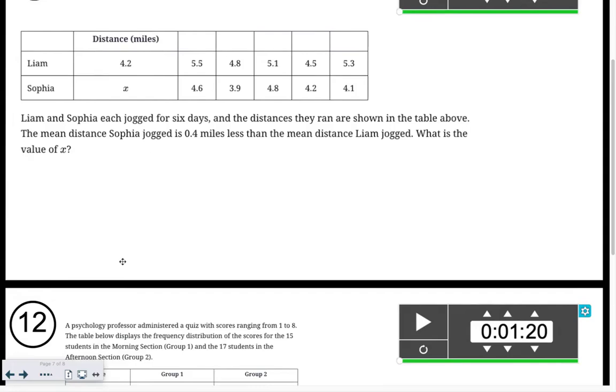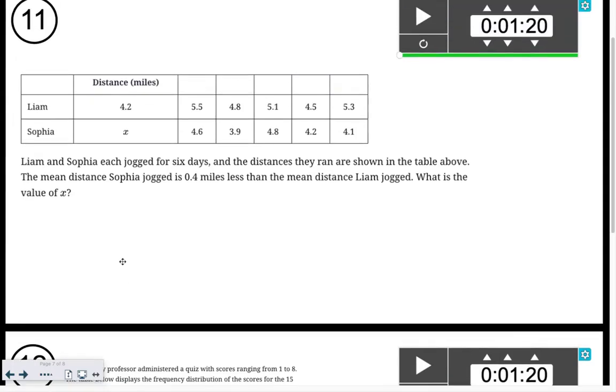All right. So Liam and Sophia jogged for 6 days, and the distances they ran are shown here. The mean distance that Sophia jogged. I'm just wondering why this one's so much bigger, but it doesn't matter. Okay, it's just 1, 2, 3, 4, 5, 6. They made this one so much wider. I thought that had meaning, but I guess that's typical SAT.